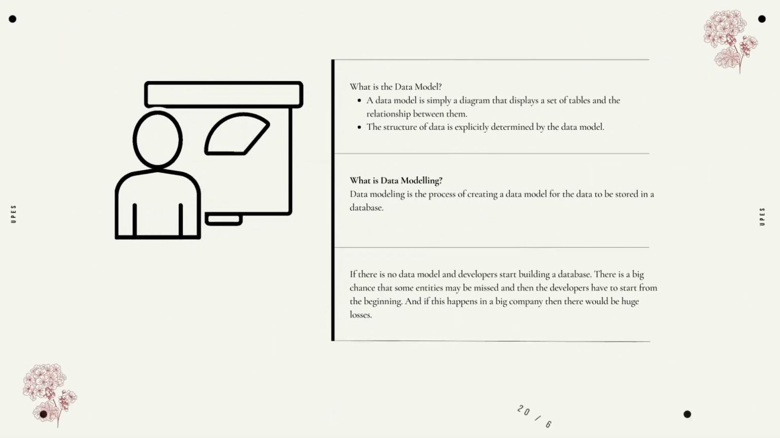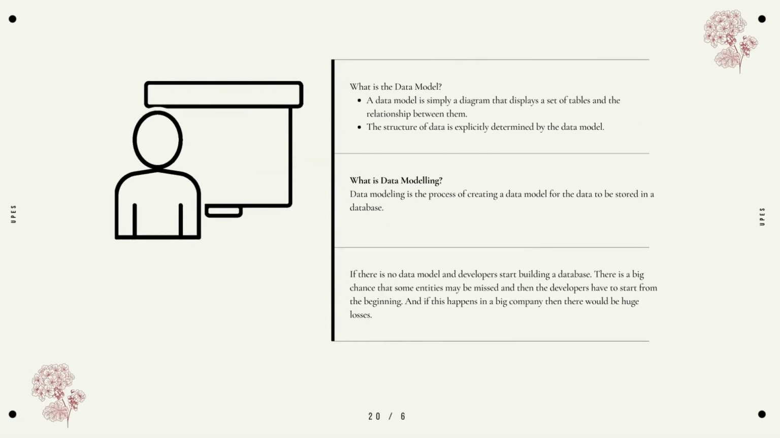What is the data model? A data model is simply a diagram that displays a set of tables and the relationship between them. The structure of data is explicitly determined by the data model. And what is data modeling? Data modeling is the process of creating a data model for the data to be stored in a database.